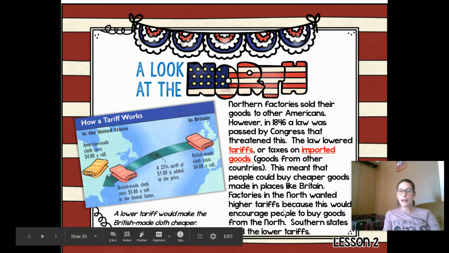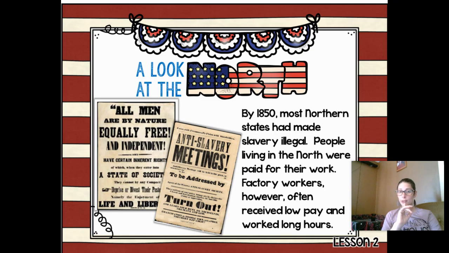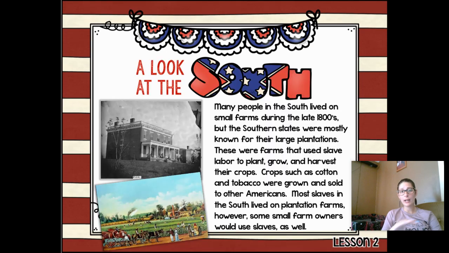Factories in the North wanted higher tariffs because this would encourage more people to buy the goods from the North. By 1850, most northern states had made slavery illegal. People living in the North were paid for their work. Factory workers, however, often received very low pay and worked very long hours.